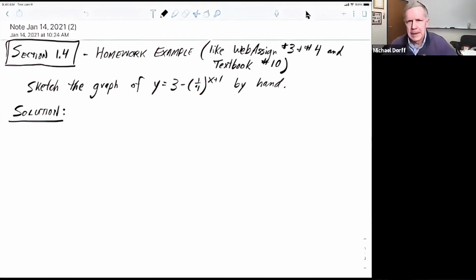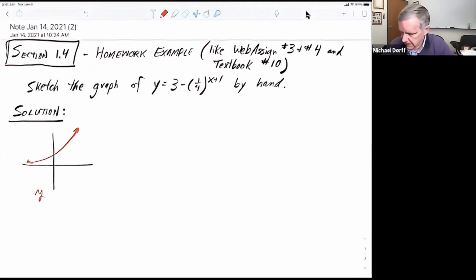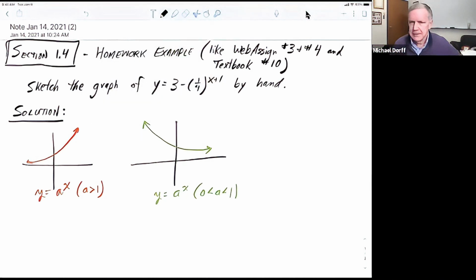So recall in this section, we're talking about exponents. And what do the graphs look like? Well, the graph of y equals a^x looks like this, as long as a is greater than 1. On the other hand, if y equals a^x and a is between 0 and 1, our graph now looks like this. It's a reflection across the y-axis. So that's our basic function that relates to this one, y equals 3 minus (1/4)^(x+1). And how do I see that?